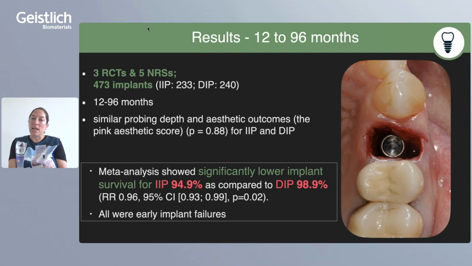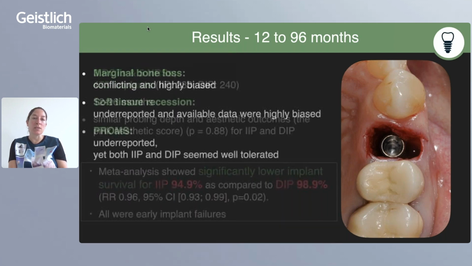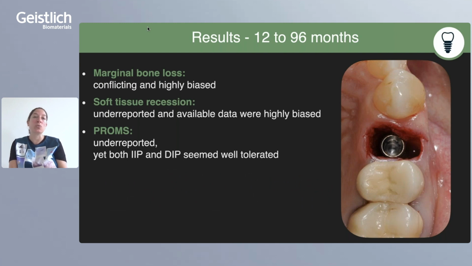What they did see as well was a significantly lower implant survival in the immediate implant placement group, with 94.9, so almost 95% of implant survival compared to almost 99% for the type 3 implant placement. And all of these implant losses, implant failures, were early implant failures. So this is quite a difference between these two types of implant timing.